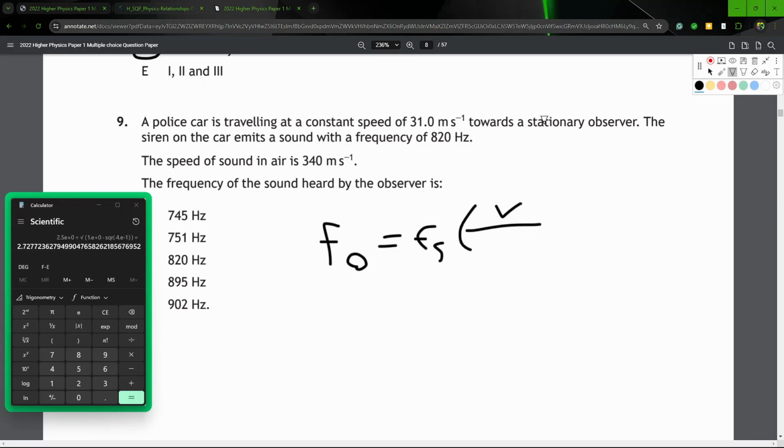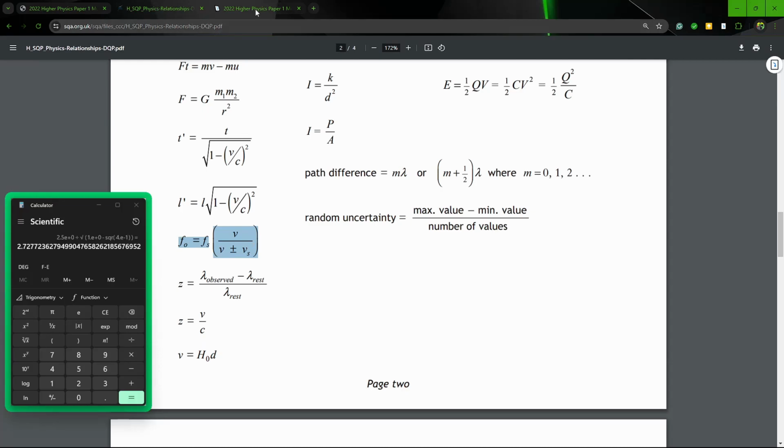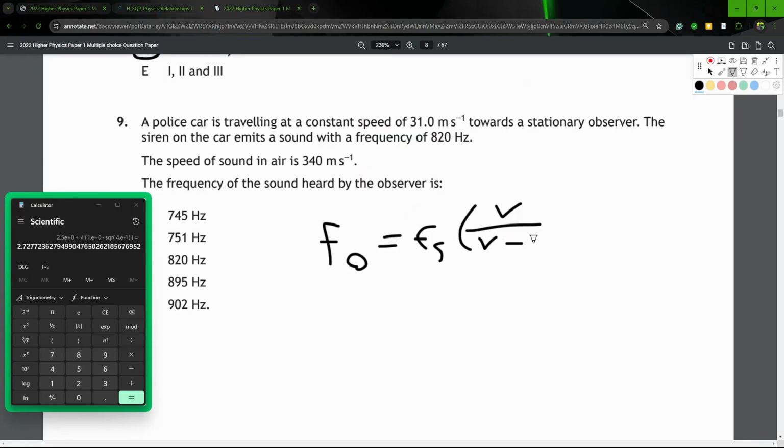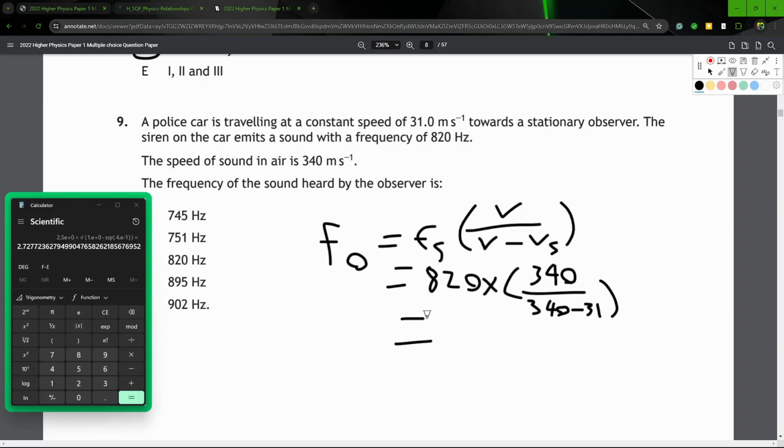Now, it is approaching a stationary observer. So that means we're going to be minusing. Source frequency tells us it's 820. And then we're just going to fill in stuff. So 340 minus 31. What do we get?